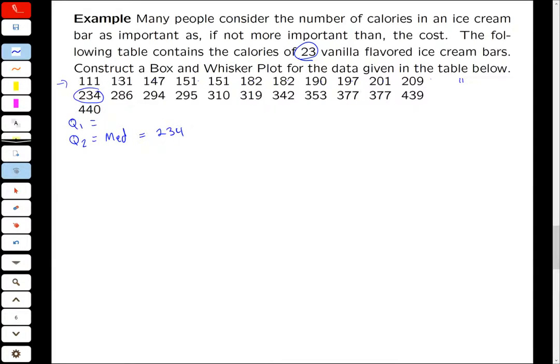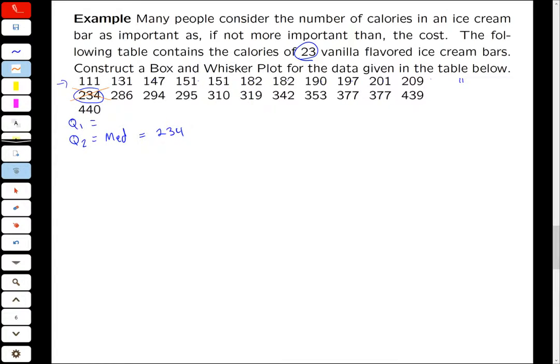Now let's find Q1. That's the middle of the first set of data values, but now I remove the 234 when I'm finding the median for the first set. If you had had an even number of data values, you wouldn't have removed it because you didn't use a data value from your list. When you have an odd number of data values, you remove that median to find the median of the first half.